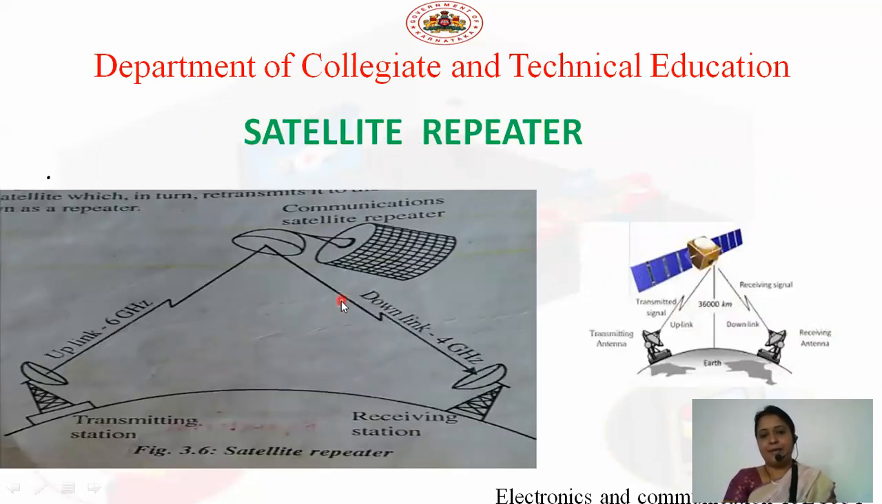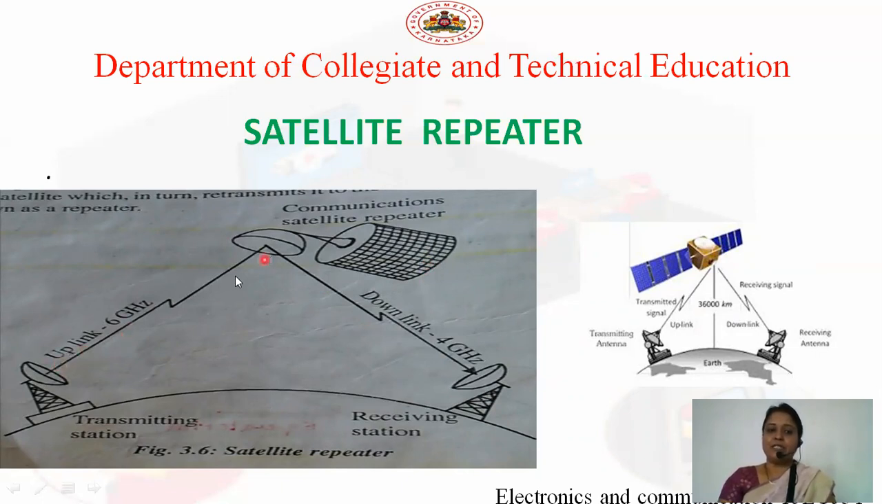Now the satellite repeater. What is the satellite repeater? For example, in case of communication, if the transmitting earth station and the receiving station are out of line of sight distance, then what will happen? They cannot communicate directly. In that case, from one earth station the signals are radiated towards the satellite. Again, those are radiated towards the other station, the receiving station. Now this satellite is acting as the repeater here.